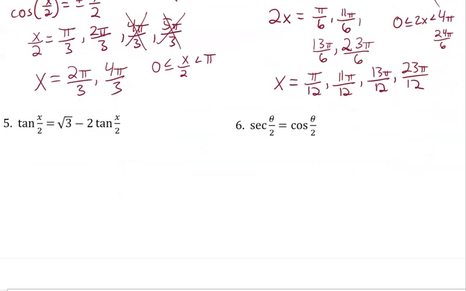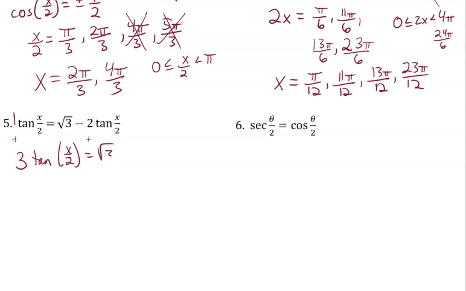So for number 5, I have tangent of x over 2 on both sides of my equation. This is a coefficient of 1, so I have 1 tangent x over 2. And over here, I've got negative 2 tangent x over 2, so I'm going to add that to both sides for a total of 3 tangent of x over 2. And that's equal to, I still have a root 3 left over. So again, I'm adding this to both sides of the equation, combining with the 1 tangent x over 2 that's already there for 3. Dividing by 3, I get tangent of x over 2 equals root 3 over 3.